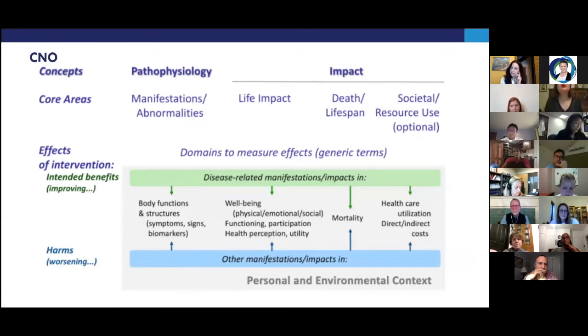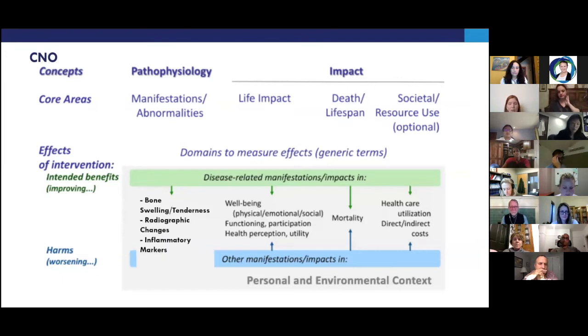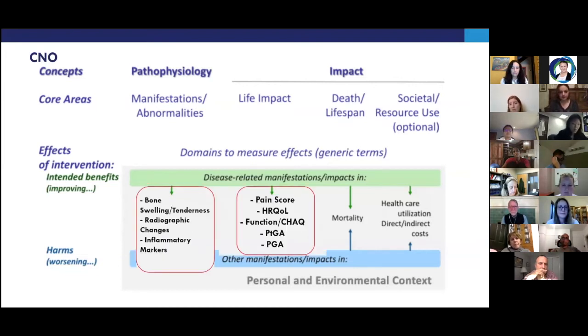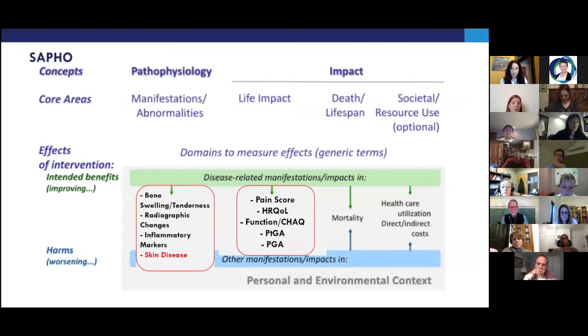This is the framework 2.1 for OMERACT, similar to what Dr. Mies had showed with the psoriatic arthritis group. That was a 2.0, so this is 2.1. So our goal would hopefully be to develop something very similar to that, where we have, in our pathophysiology, bone, maybe radiographic, maybe inflammatory markers, and life impacts and pain and function and global assessment scores, with maybe SAPHO also adding in a skin domain as well.